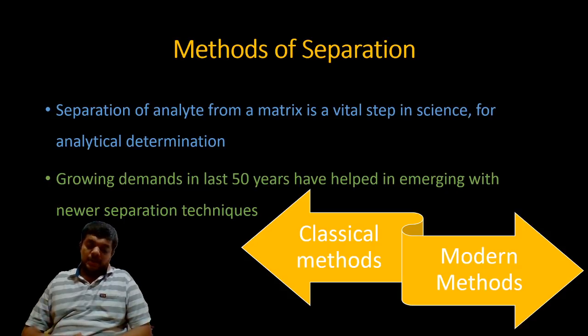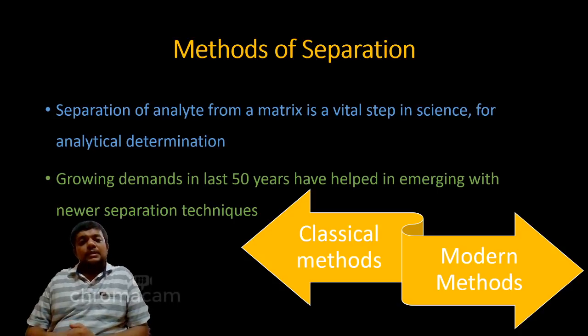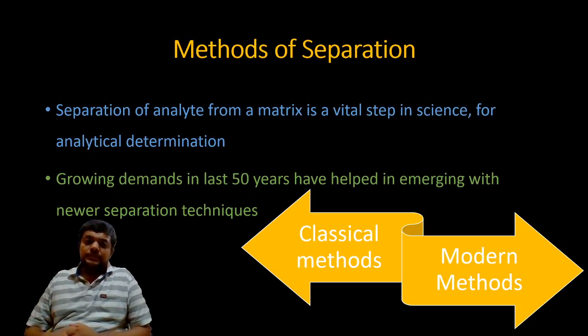As we said just now that it is a physical separation technique, there are two types of separation that exist. Mainly, they are classical methods of separation and modern methods of separation. Whenever we say classical methods of separation, these are those old methods which were invented way back but are still being used in several fields. Going into the details a little bit of that classical separation, separation of analyte from a matrix is a very vital step in science, and that can help in all the types of analytical determination.